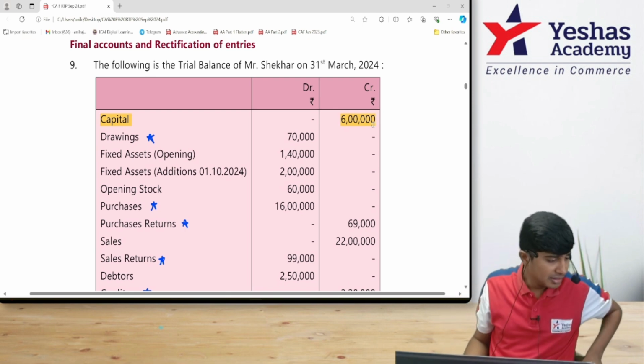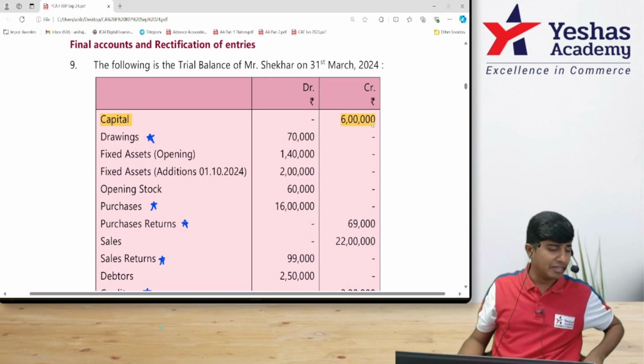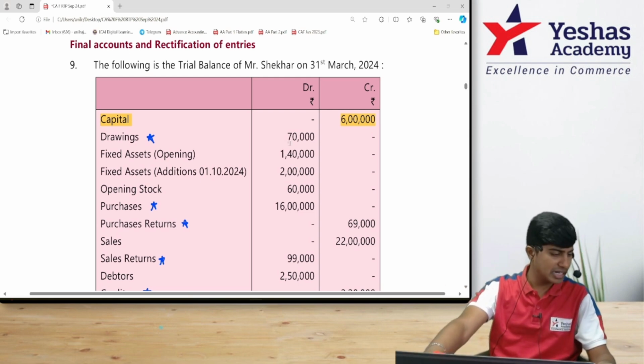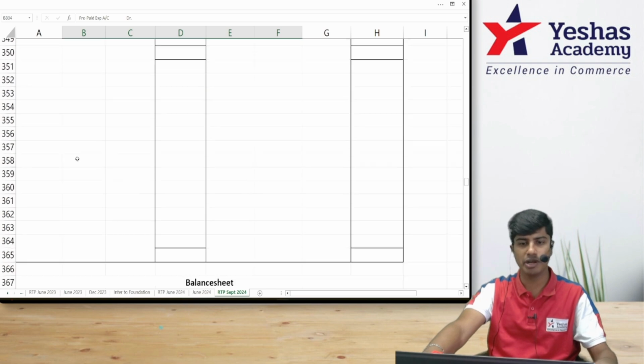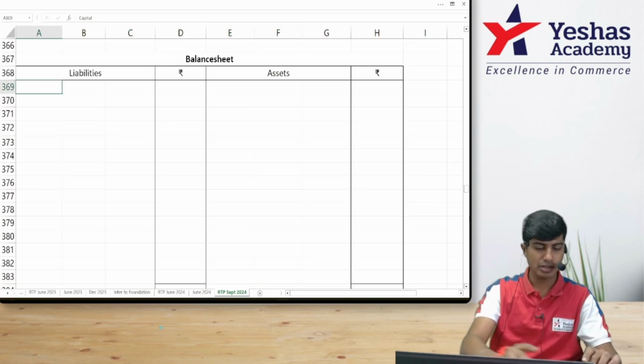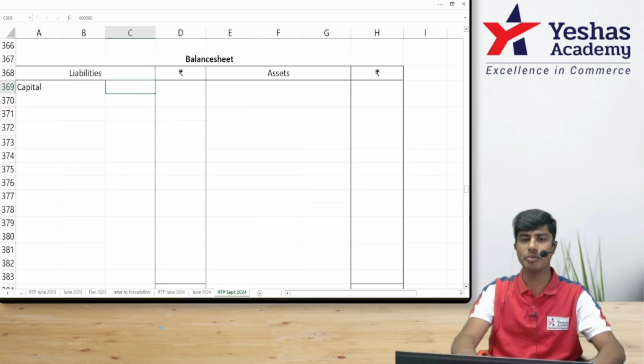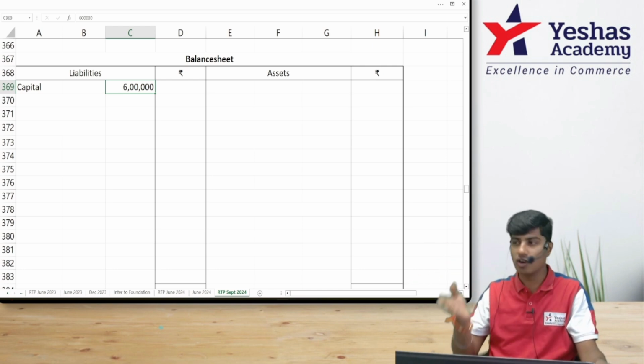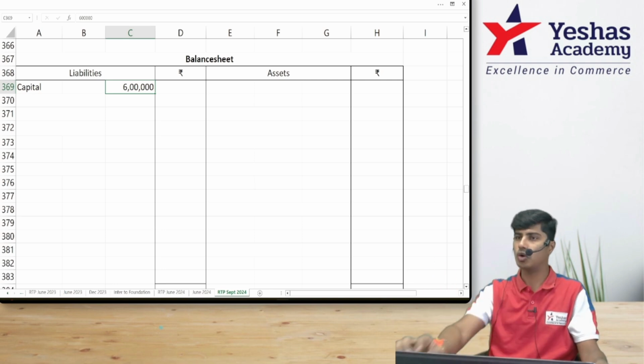This capital of 6 lakh, I will write it in my balance sheet on the liability side. I will answer your doubt, Shrikanta, give me one moment. I would write here capital, 6 lakh, in the inner column. Why? This has to be adjusted for drawings and for net profit. Only then it will go to the outer column.